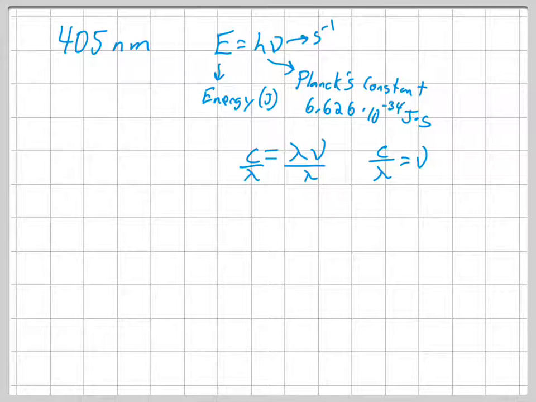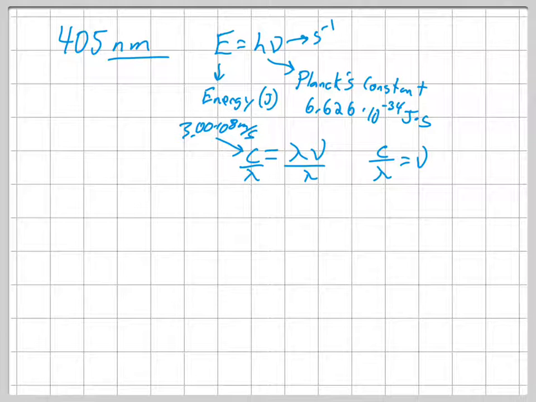Our wavelength is given in nanometers, but we've got to change that over to meters because the speed of light is given in meters per second, where c, of course, is the speed of light, 3.00 times 10 to the 8th meters per second. So we've got to make sure all of our units are in the right form.